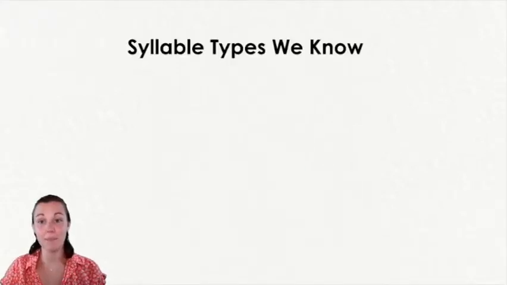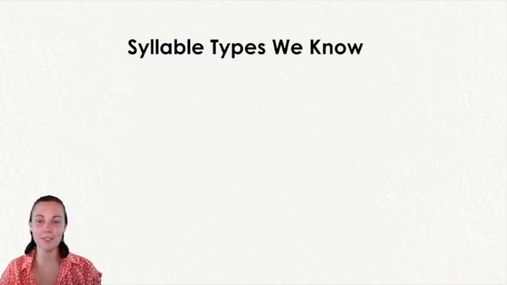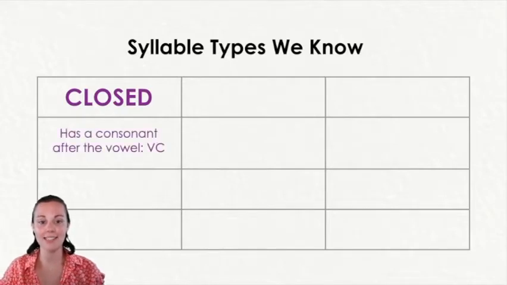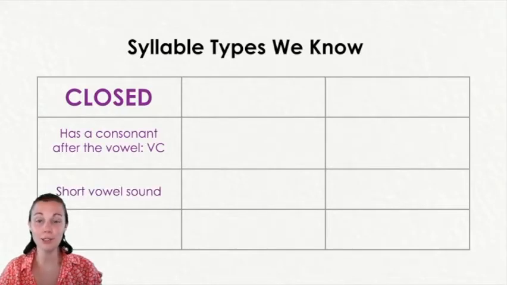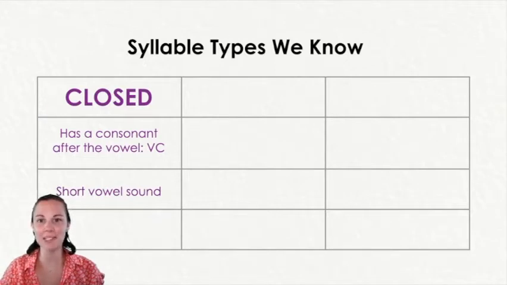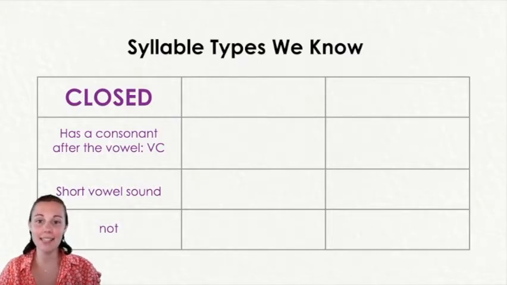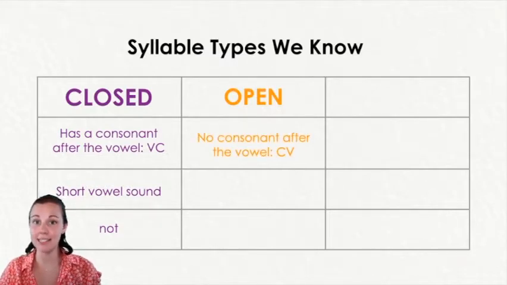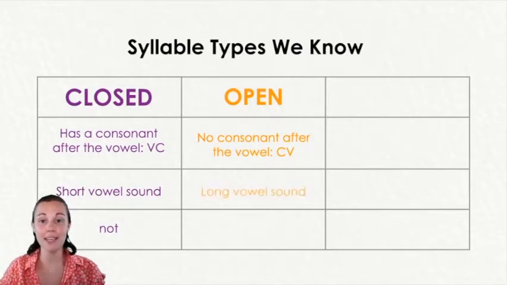In this first module, we have learned about three different syllable types already. We know about closed syllables. These are the syllables that have a consonant after the vowel. All closed syllables make a short vowel sound. You can see it here in the word not. The second syllable type we learned about is an open syllable. An open syllable does not have a consonant after the vowel. This always makes a long vowel sound. You can see it here in the word no.